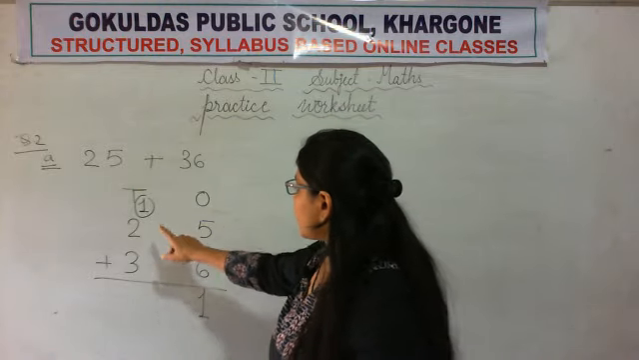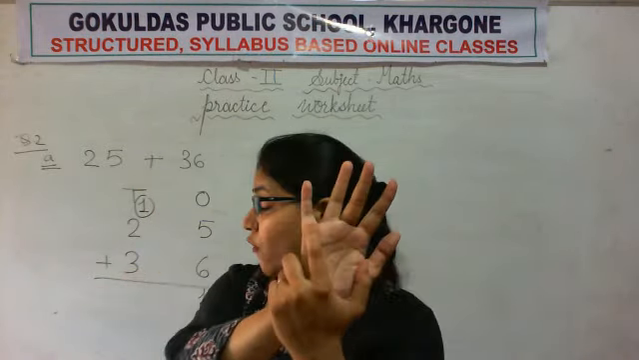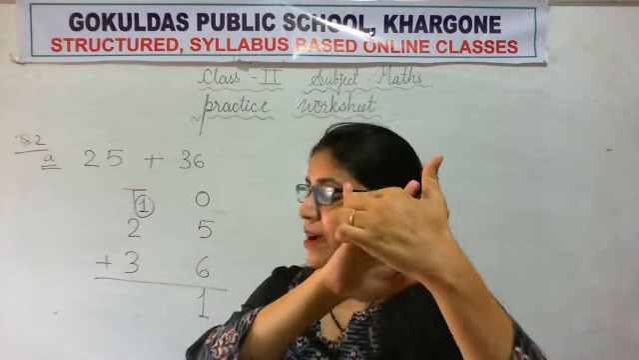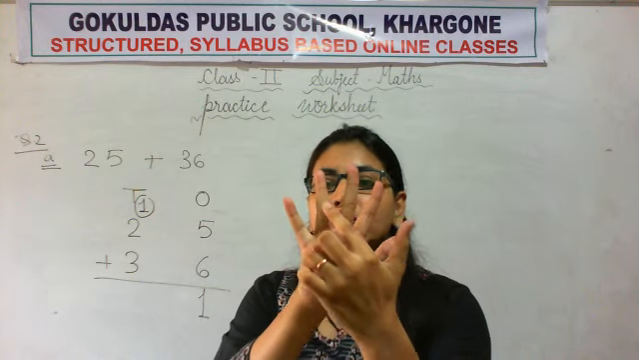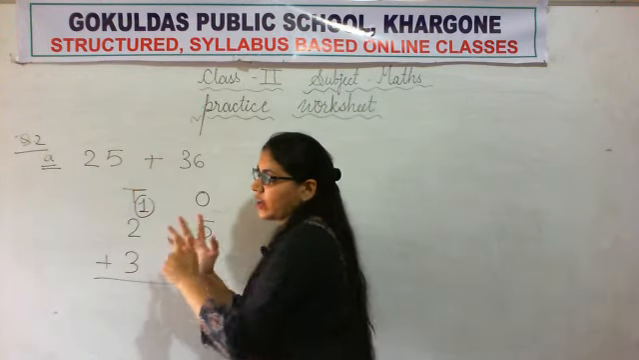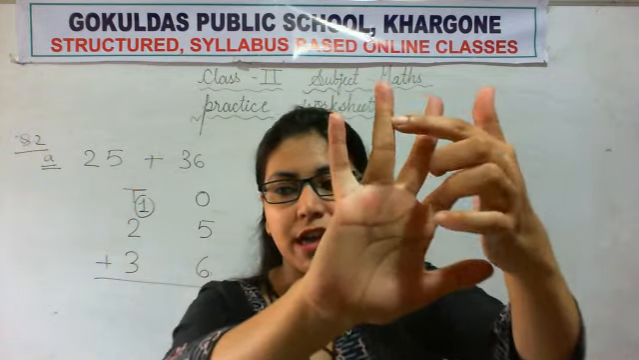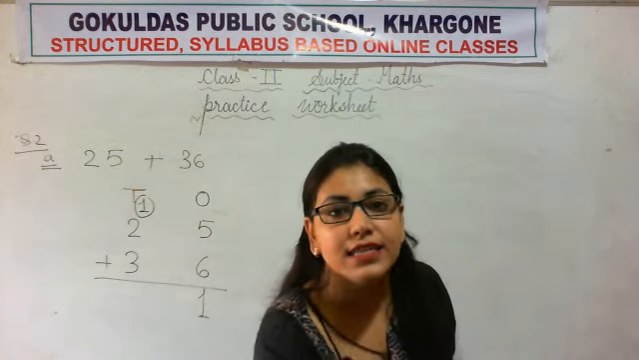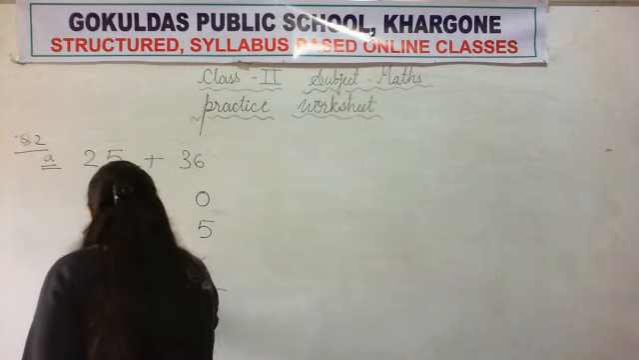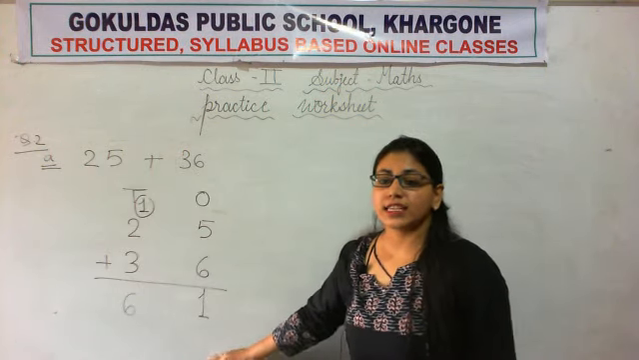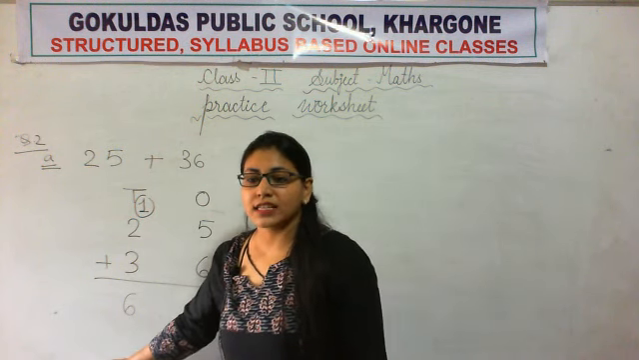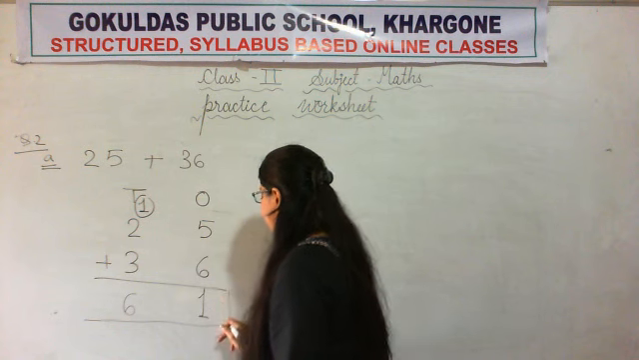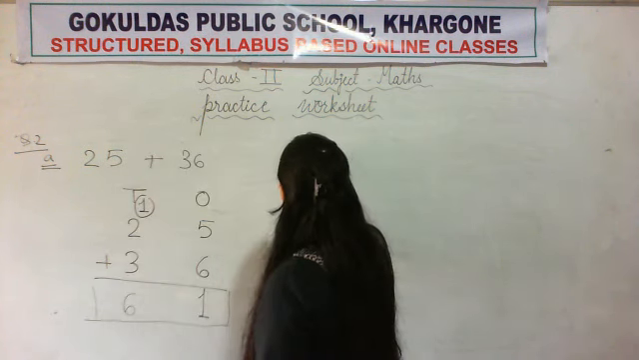Now 1 for the carry, then we will count 2 for number 2, and then we will count 1, 2 and 3 finger marks for this 3. Now let's count how many finger marks. 1, 2, 3, 4, 5 and 6. 6 finger marks. It means we will write the number 6. So we got 61 as the sum. Now this is our answer. Now we will round off this 61.